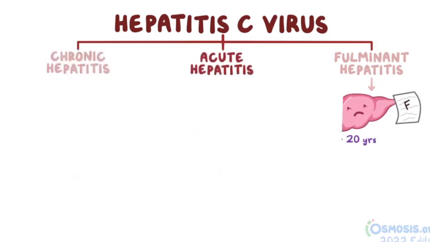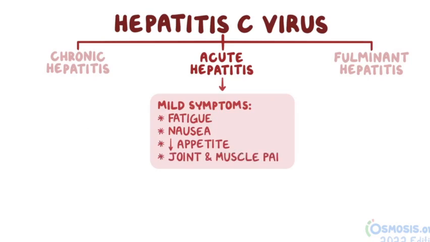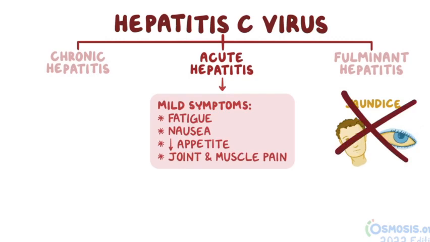Symptoms of acute hepatitis are usually mild and include fatigue, nausea, decreased appetite, and joint and muscle pain. Unlike in other kinds of viral hepatitis, jaundice, which is a yellowish pigmentation of the skin, mucosa, and whites of the eyes, is usually not present in hepatitis C.